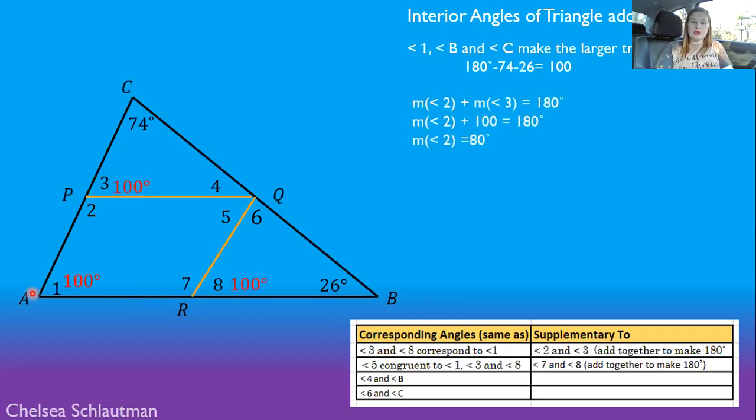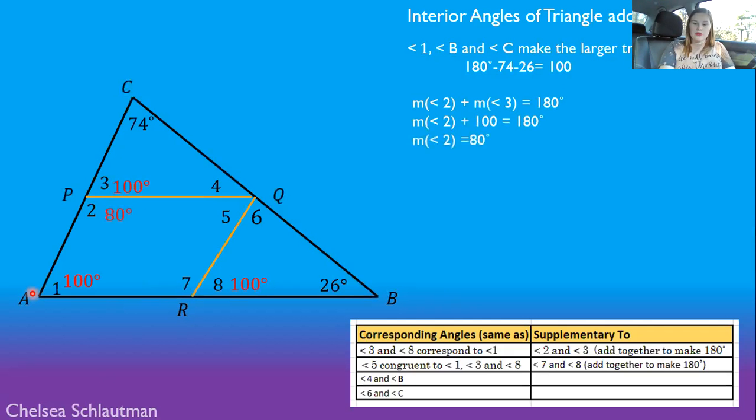And then we're going to look at angle 2 plus angle 3, which is going to give us 180. If we add those two together, they give us 180. We've already found that angle 3 is equal to 100, so we subtract that 100 from 180, which gives us angle 2, which is 80 degrees.